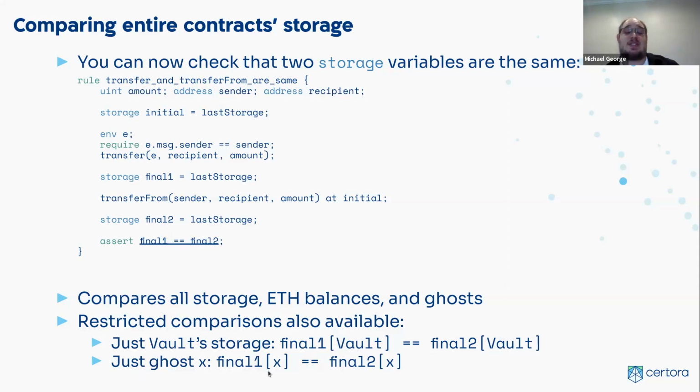And you can also narrow it down to just a single ghost variable or ghost function. So if I have a ghost X, I can also do final one of X equals final two of X. And that will compare these. You always have to be comparing the same thing on both sides of these equalities. I can't compare final one of vault to final two of underlying or something like that. That's disallowed. But this lets you restrict the scope of your comparison to a particular contract or ghost. By the way, this ghost variable could be the native balances variable that I talked about on the previous slide. And that will let you say that these methods have the same impact on the native ETH balances of the contracts.